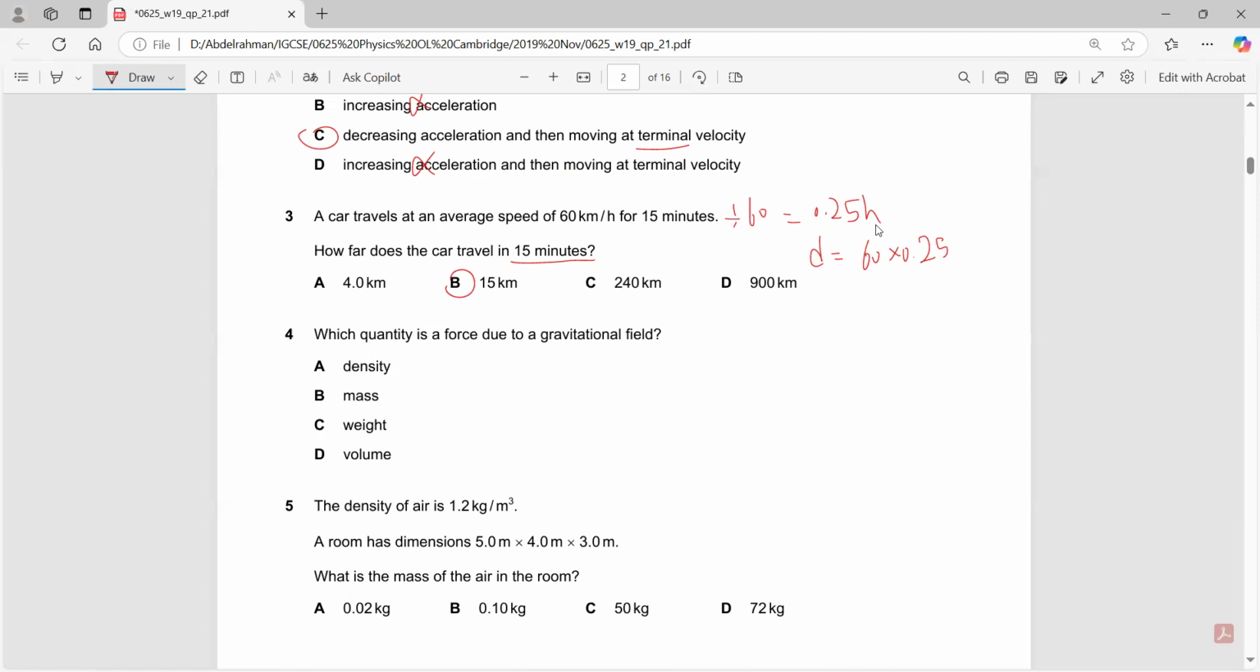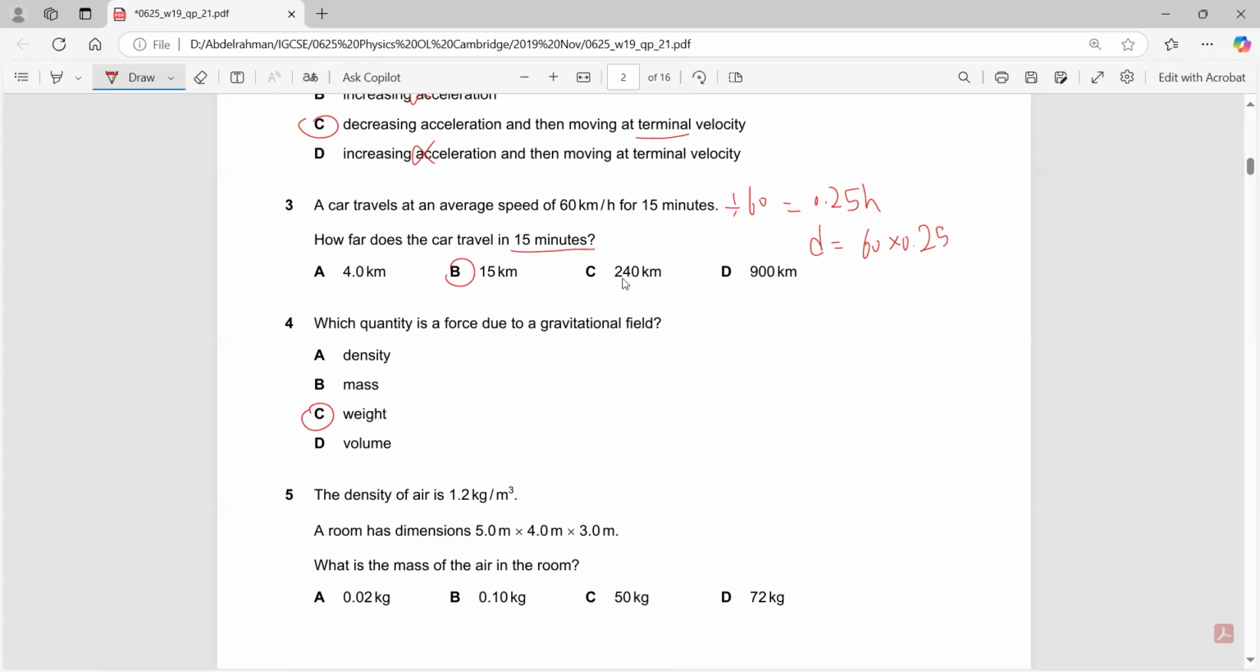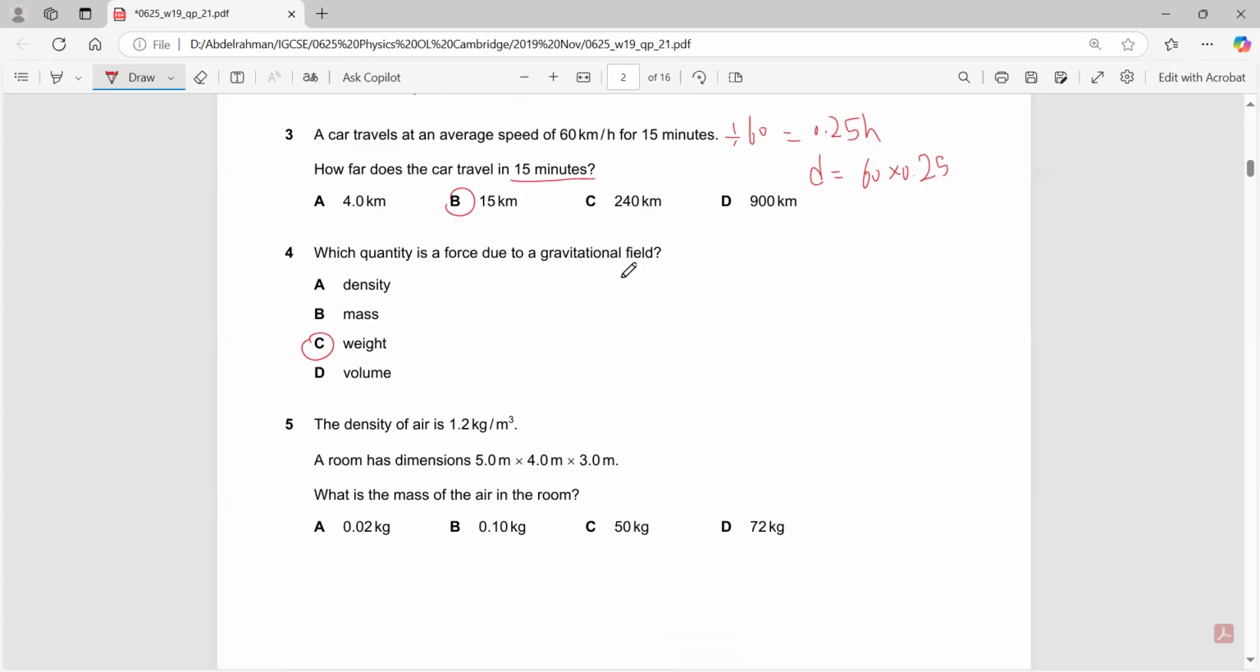Which quantity is a force due to gravitational field? Definitely it's the weight. What is the mass of the air in the room? If you have the density and you have the volume, mass equals density times volume, which is basically 1.2 times 5 times 4 times 3. So the final answer would be D.